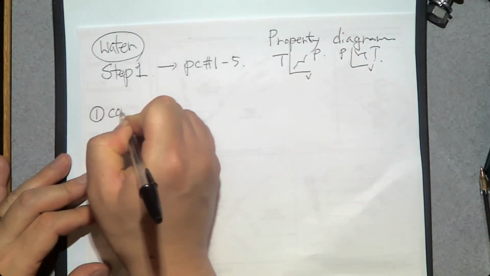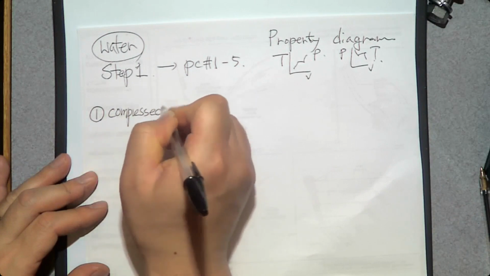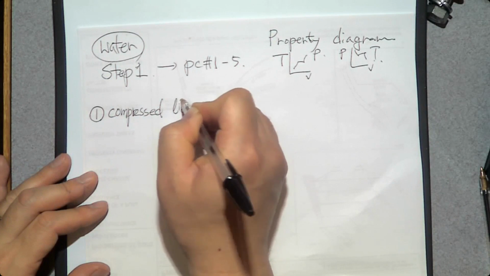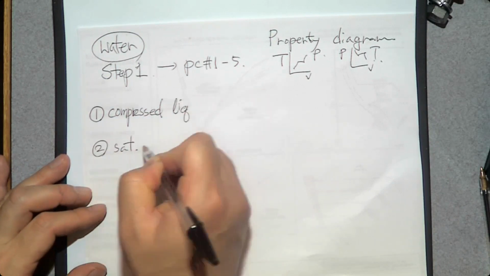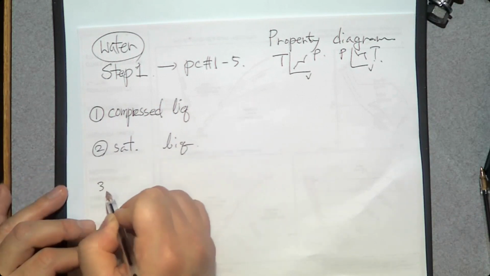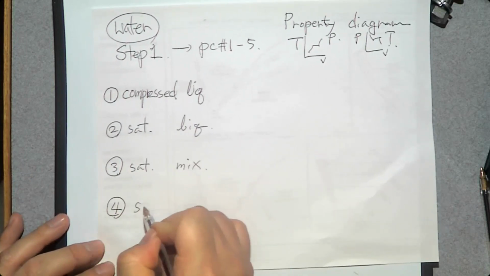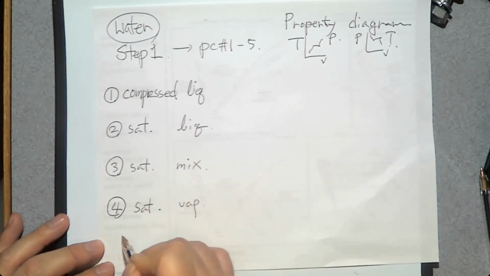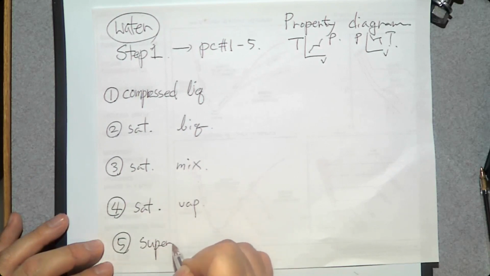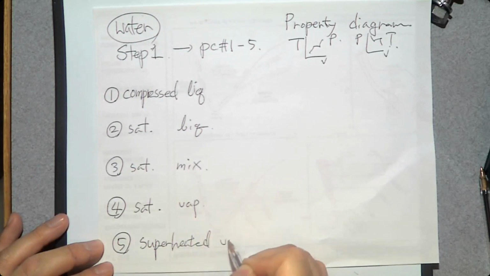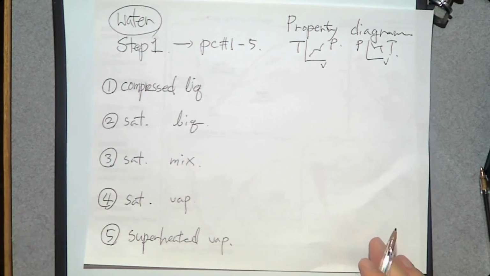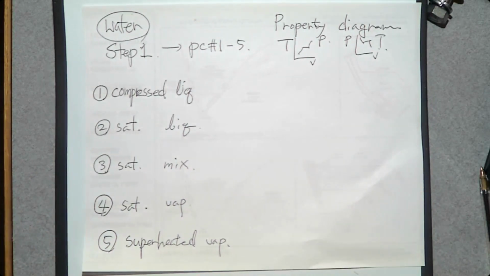Number 1, compressed liquid. Number 2, saturated liquid. Number 3, saturated mixture. Number 4, saturated vapor. Number 5, superheated vapor. So we use different approaches to evaluate their properties. That's why we need to determine the phase change process first by using a property diagram.